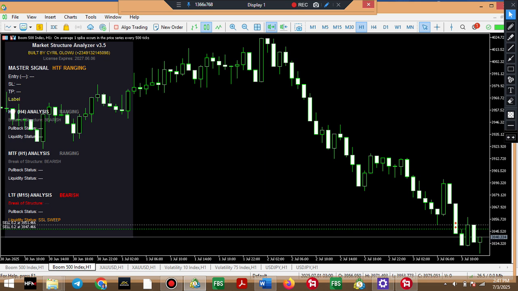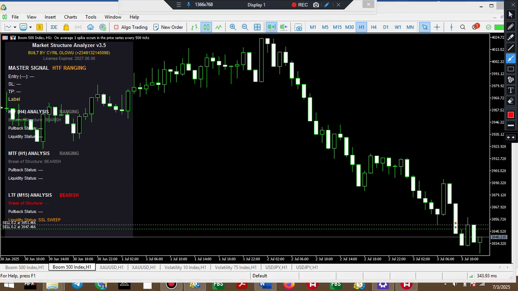So this is the version 3.5 right on the screen here. You can see it doesn't give you any signal. Now it's telling us, from the top here, that the HF, that's the higher time frame, is ranging, so no signal, right? There's no details, but if you check, it allows us to know that there's a bearish break of structure at that point.